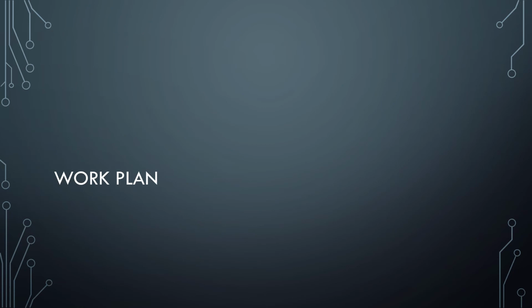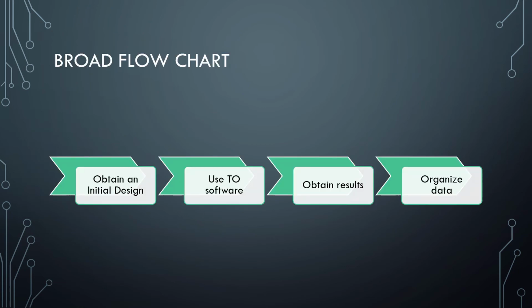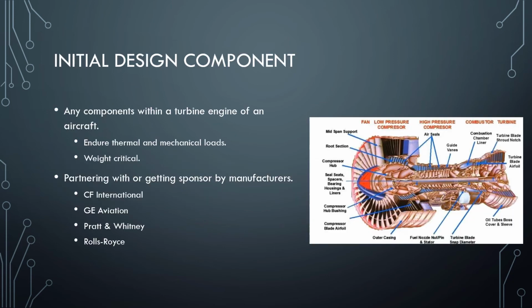Work plan. In order to make a topology optimization metric, first we would need to obtain an initial design and then use TO software on that initial design, obtain results, and then organize the data to create the metric. A good initial design component to analyze and obtain data is any component within the turbine engine of an aircraft. The components are great for consideration because they both endure thermal and mechanical load. Also, the weight of the components is a critical factor for the system as part of an aircraft.